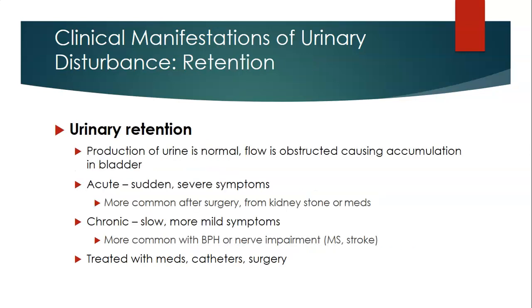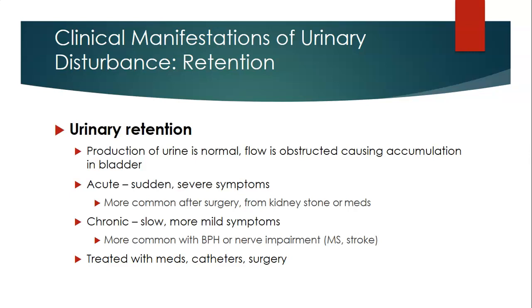Same thing for urinary retention. Brief overview. Urinary retention basically happens when there is obstructed flow from something. So the production of urine is normal. The kidneys are producing urine, it's making it to the bladder, but for one reason or another, it cannot come out of the bladder via the urethra. So the flow is obstructed, which means urine backs up into the bladder where it accumulates. That's when you would probably be able to palpate a bladder.